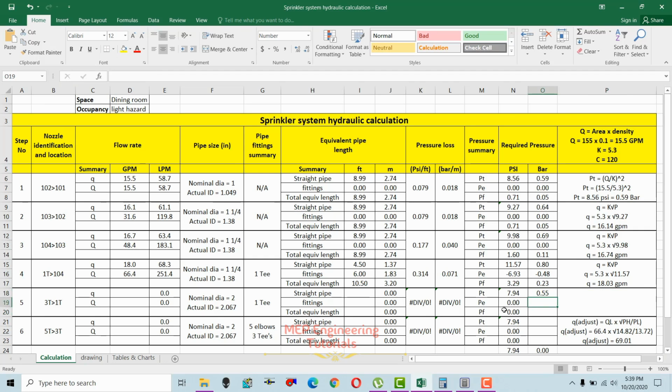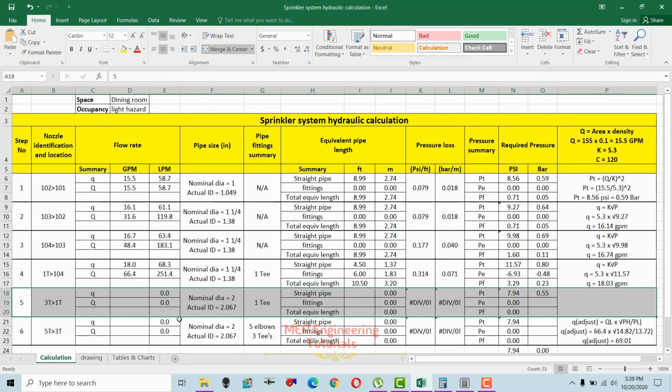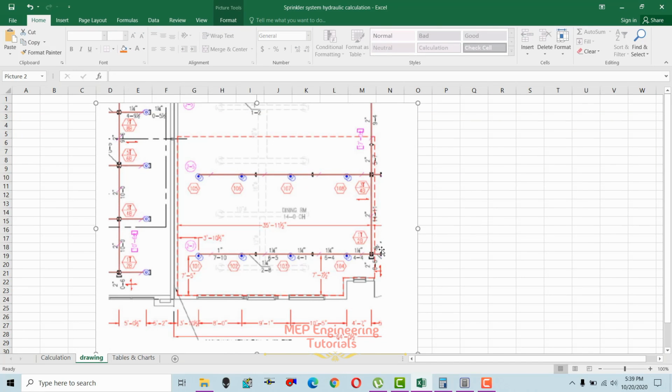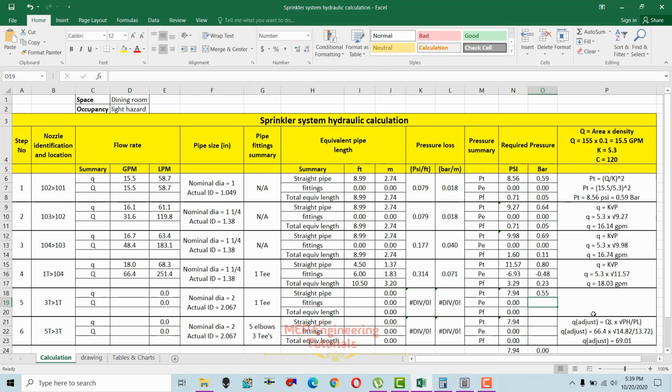And now we are at the second point, 3T to 1T. This is 3T and this is 1T. There is no change in elevation, so the pressure loss due to elevation is 0, so we can write 0 in here.